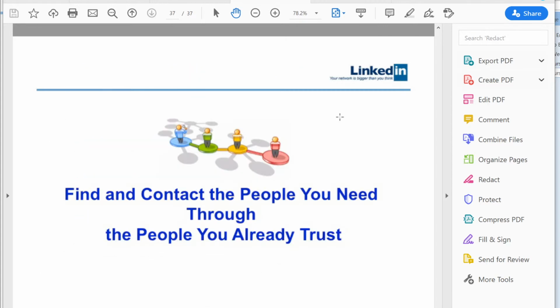But at the end of the day, it's still focused on the solution to the problem they described. Find and connect people you need through the people you already trust. And they don't even use that slogan much, if at all. But you look at this, and this still, 16 years later, still encompasses and embodies what LinkedIn is about.